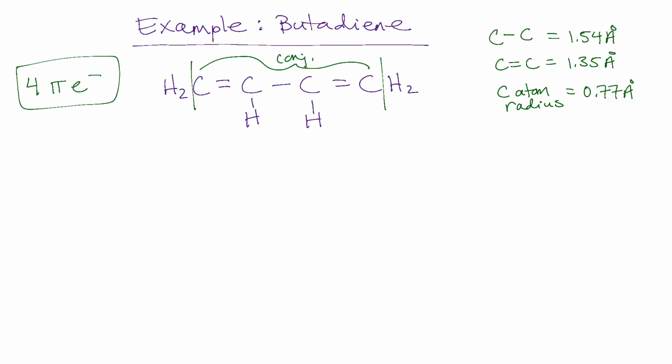You can look up these average bond lengths in any textbook or online resource. You should end up with values that are approximately on the order of what I've written down here. A typical carbon-carbon single bond is going to be about 1.54 angstroms, a carbon-carbon double bond a little bit shorter, as predicted, at 1.35 angstroms, and a carbon atom radius of about 0.77 angstroms.